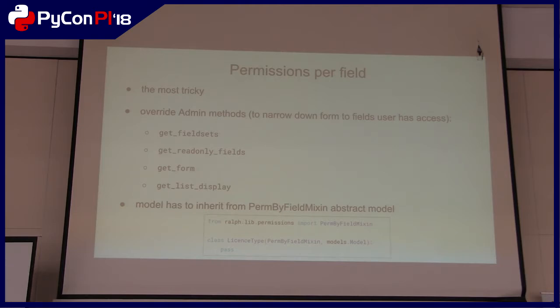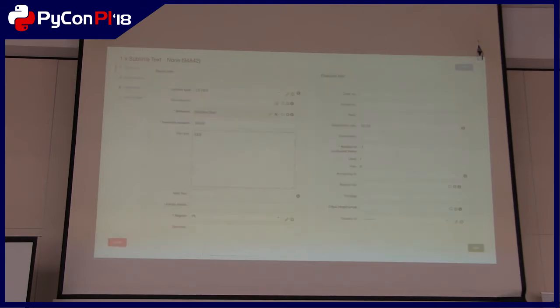Permission per field. This was the most tricky one from the permissions, because a lot of Django methods have to be overwritten. For example, get field sets, get read-only fields, get form, and so on. And in a single form, we could present to particular users different perspectives. First of all, the model has to inherit from per field mixin, and later it is handled again by the runtime. So we could present the form in a different perspective for different users.